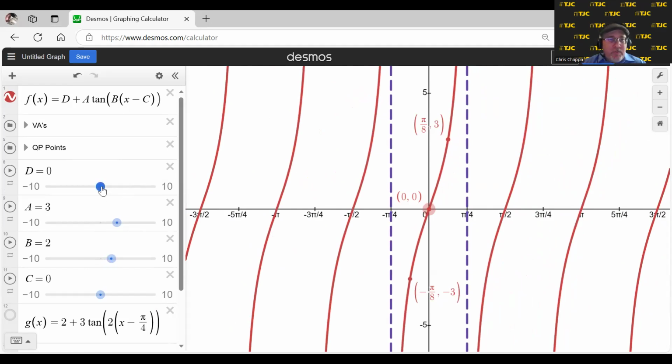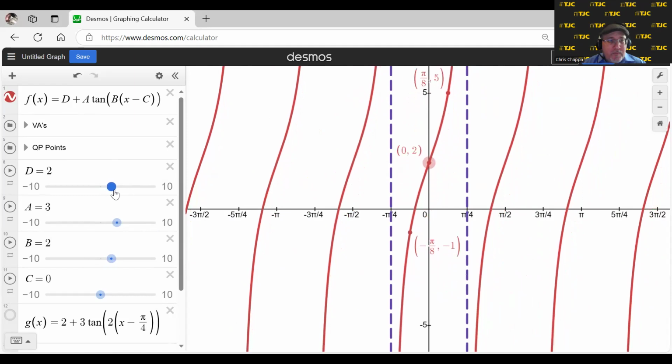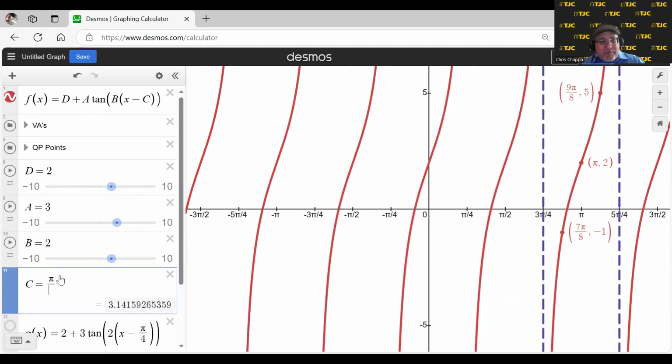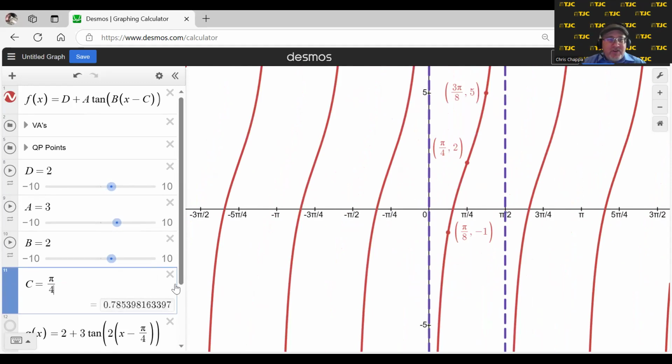We would move it up 2 and to the right pi over 4. And I'm going to have to type pi over 4 here because I can't stop right at pi over 4. All right, so adjust the shape, then relocate it, and we should get the exact same graph, which we did.